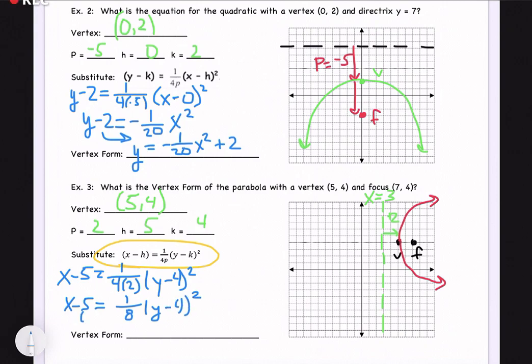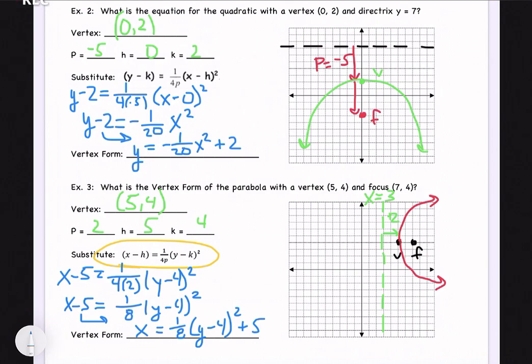And our final step, move the 5 over. x equals 1/8 times y minus 4 squared plus 5. So now, if you're thinking the x's lie, well, when we're going sideways, it flips. Whatever is being squared inside the parentheses, so now the y values lie. So that -4 means we shifted up 4. The +5 goes to the horizontal, so that means we move right 5 to find our vertex.